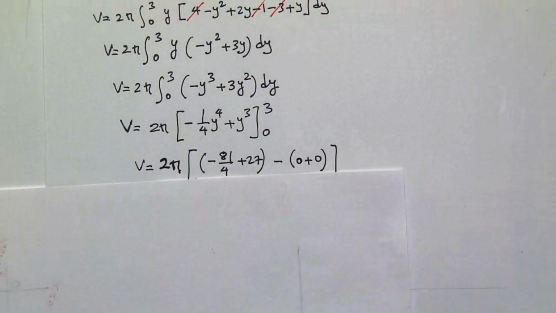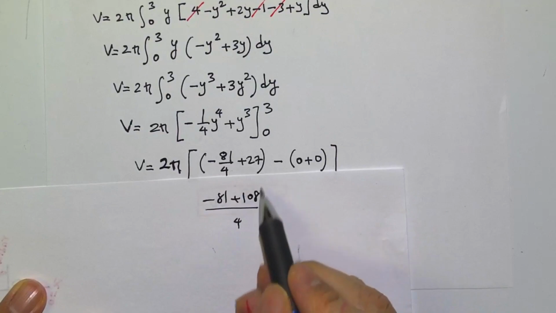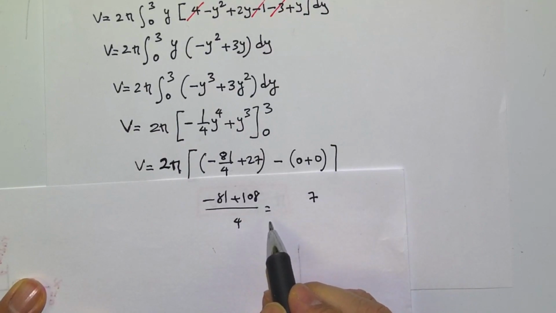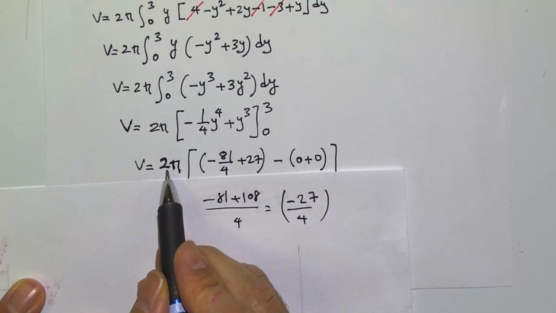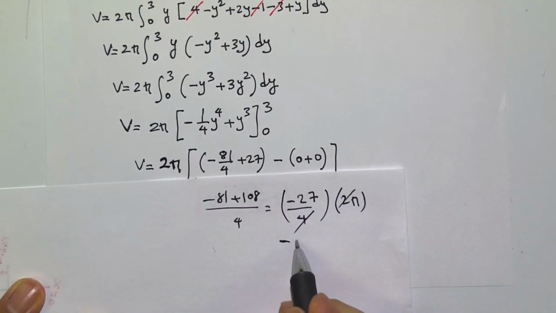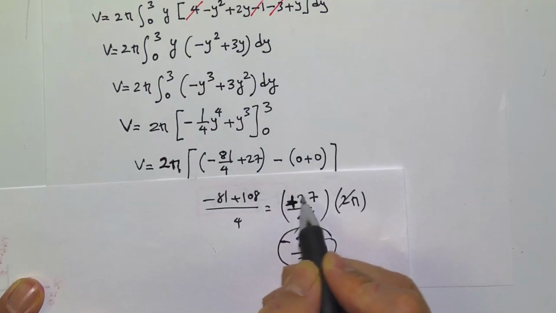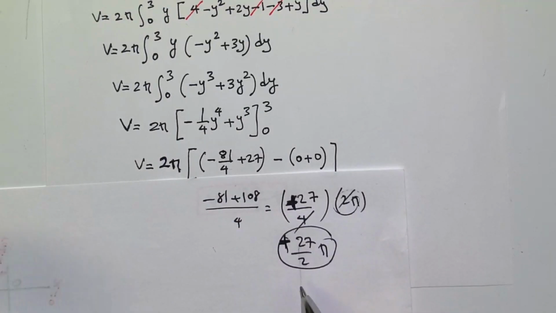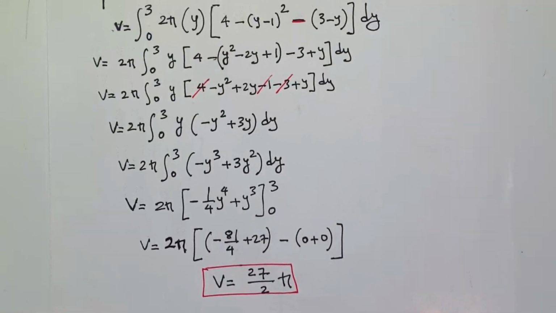So let me use a scratch paper here. Here we have 4 minus 81 plus 108, and so this will be 7. So this would be minus 27 over 4 times the 2 pi out here. So this 2, we end up with minus 27 over 2 pi. This would be plus 108 plus negative 81, so positive 27 over 4, and then times the 2 pi, positive 27 over 2 pi. Okay, for a second, I doubted the solution that I have there, but it works out. Okay, so this is that.